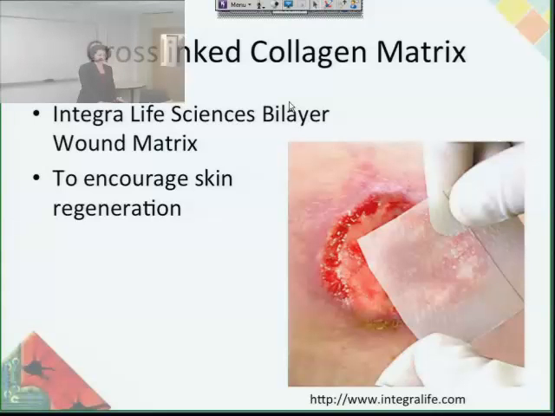I mean, if you need it to degrade, of course, the cross-linking would not be a good thing, and it is permanent. So there's that. But the Integra Life Sciences bilayer wound matrix is an example of a cross-linked collagen matrix that's actually used as sort of like a skin graft, something that's used to encourage skin regeneration for burns and other dermal wounds.